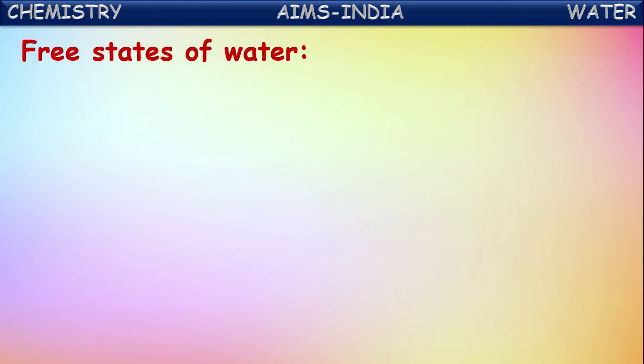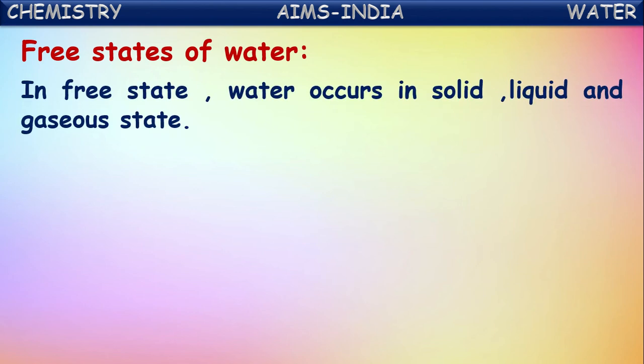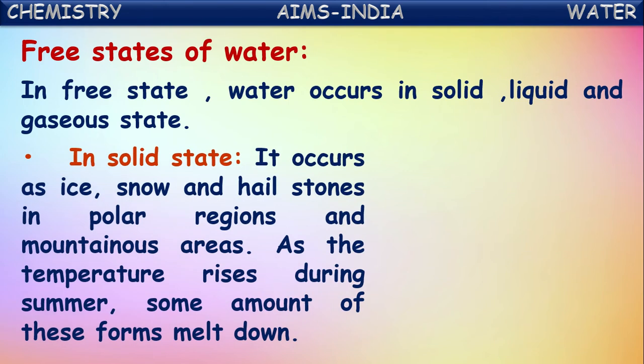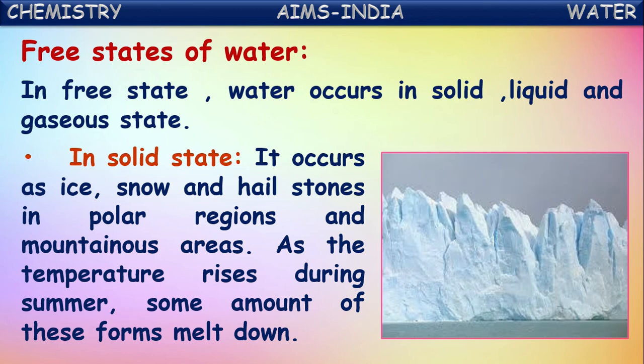Now let us see the free states of water. In the free state, water occurs in solid, liquid, and gaseous states. Let us see first the free solid state. In the solid state, it occurs as ice, snow, and hailstones in polar regions and mountain areas. As the temperature rises during summer, some amount of these forms will melt down and convert into liquid form.